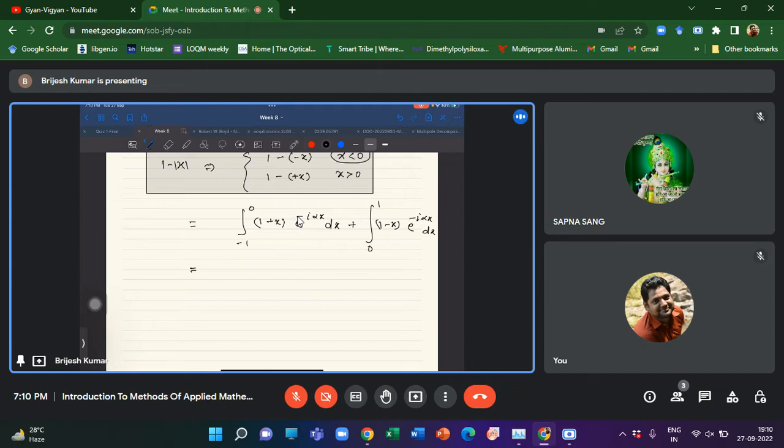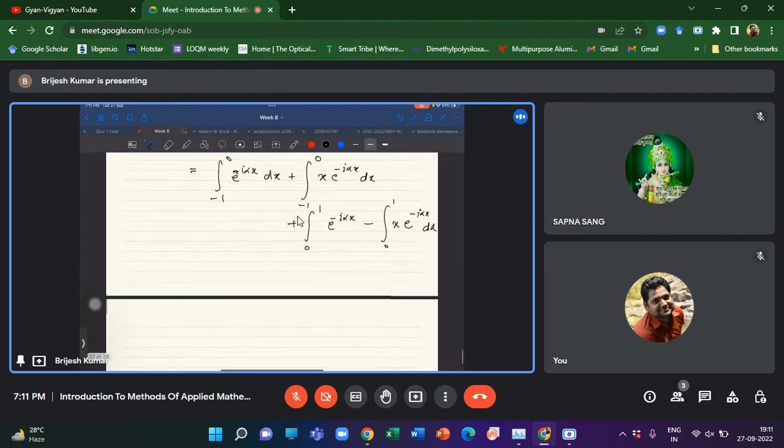So for that, from minus 1 to 0, we have e to the power minus i alpha x dx, then plus the integral from minus 1 to 0 of x e to the power minus i alpha x dx, plus the integral from 0 to 1 of e to the power minus i alpha x dx, and then, sorry, not plus, this will be minus the integral of x e to the power minus i alpha x dx. So we have to integrate all these terms.